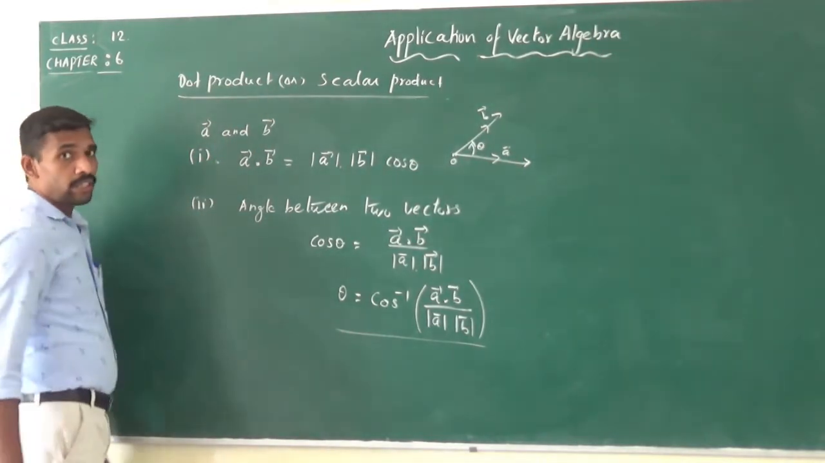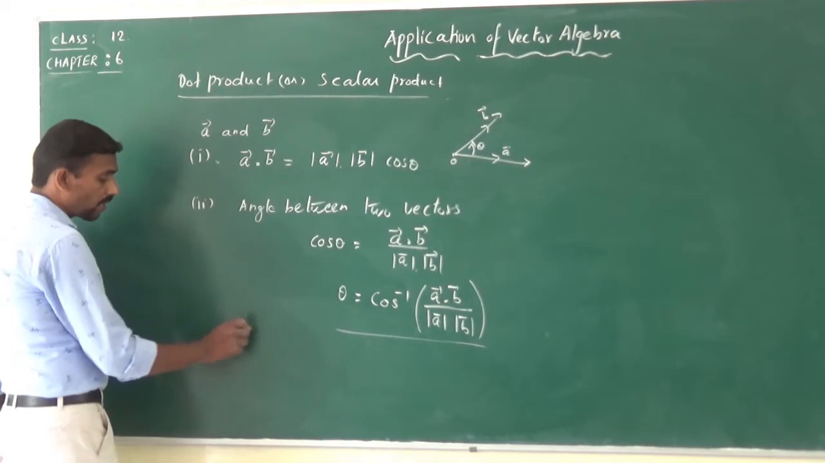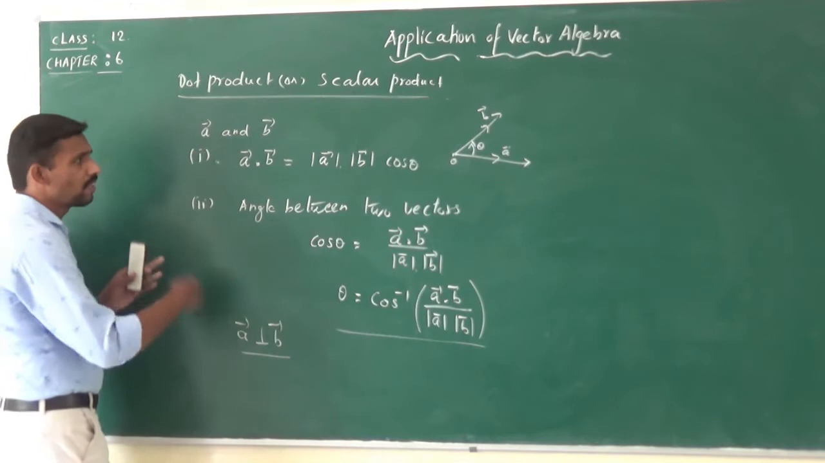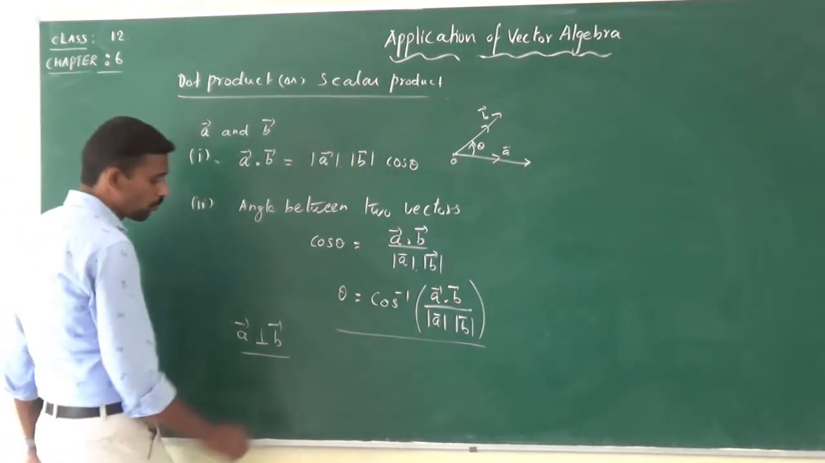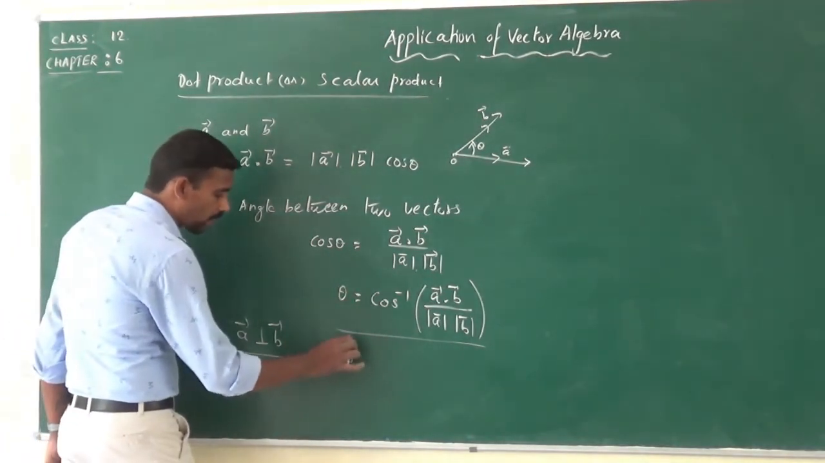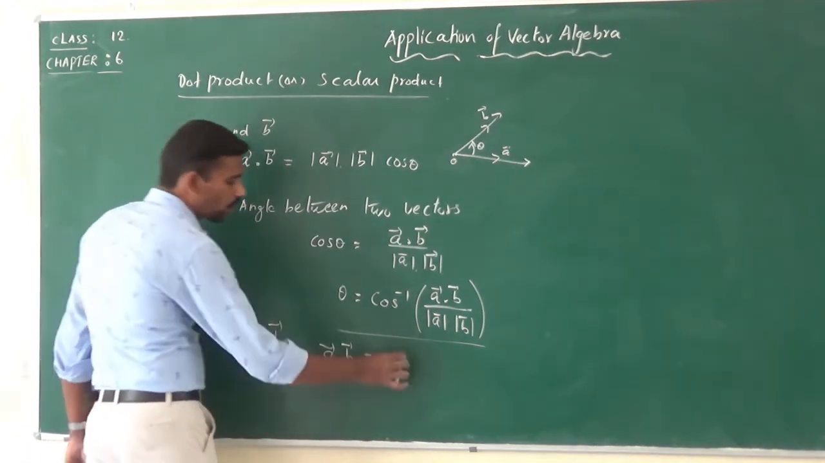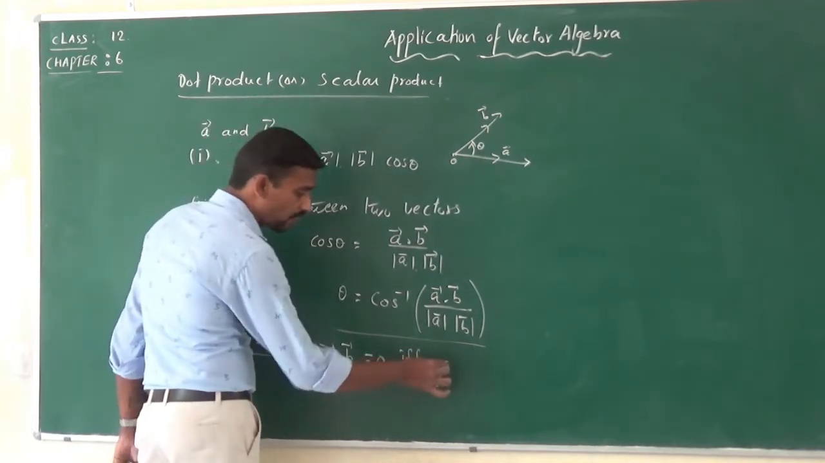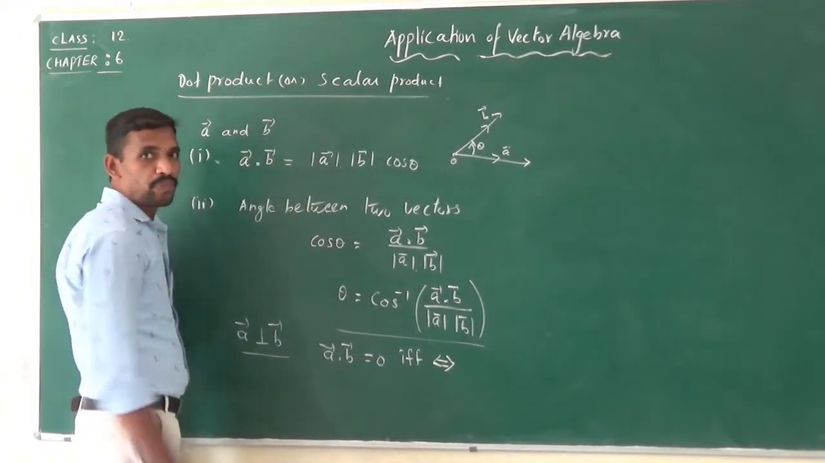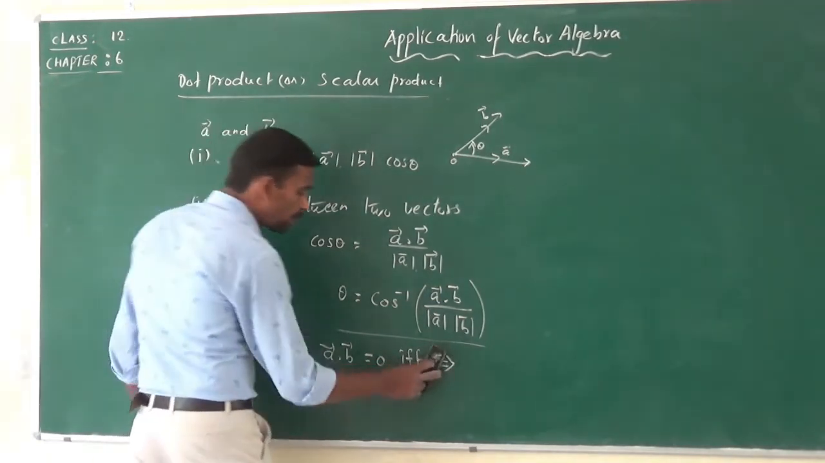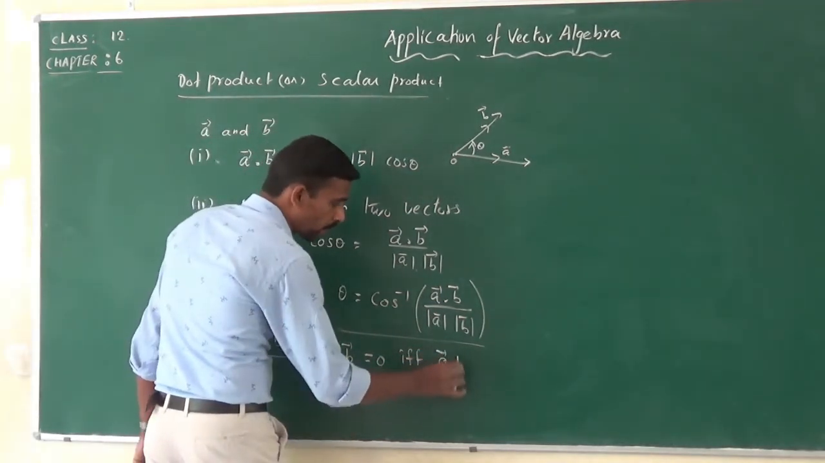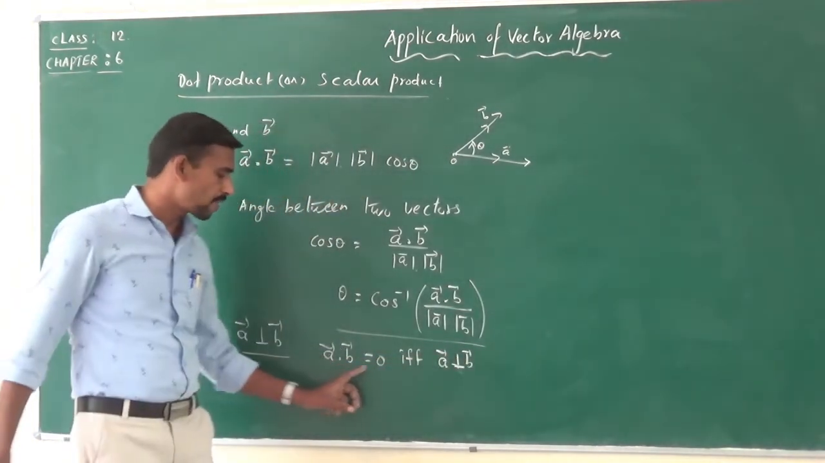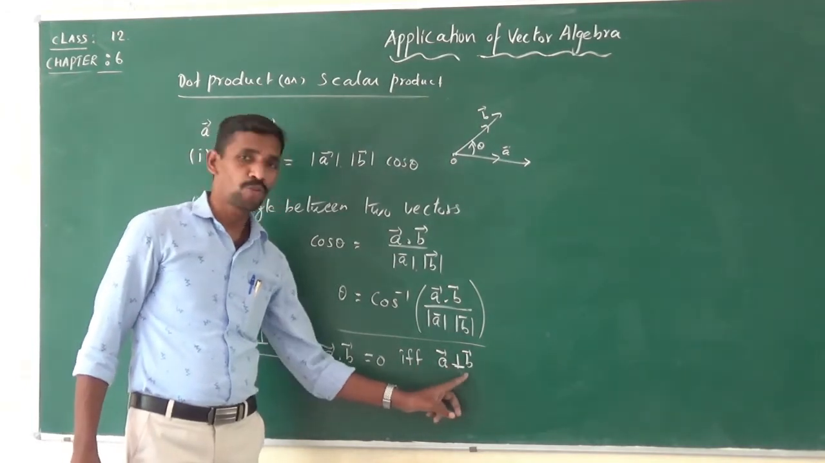One more important property also. If A vector is perpendicular to B vector, so the two vectors are perpendicular, then what about the dot product between these two? A vector dot B vector is equal to 0 if and only if, read as "if and only if", A vector is perpendicular to B vector. We can also use this symbol. So A vector dot B vector equal to 0 means, if and only if, A vector is perpendicular to B vector.